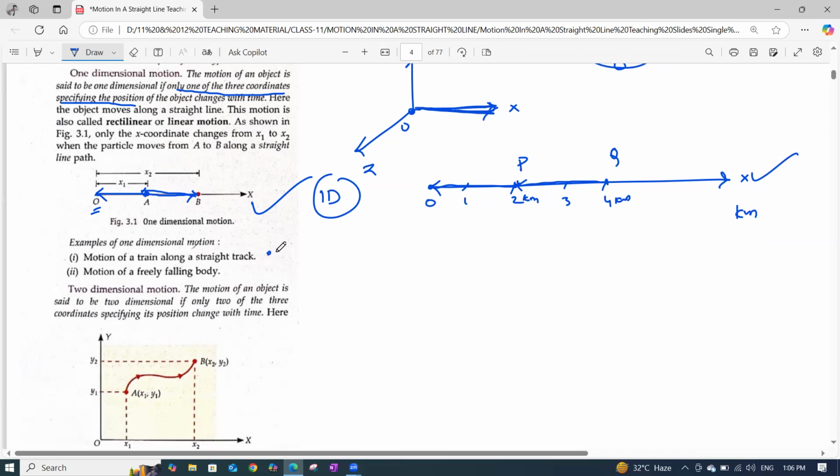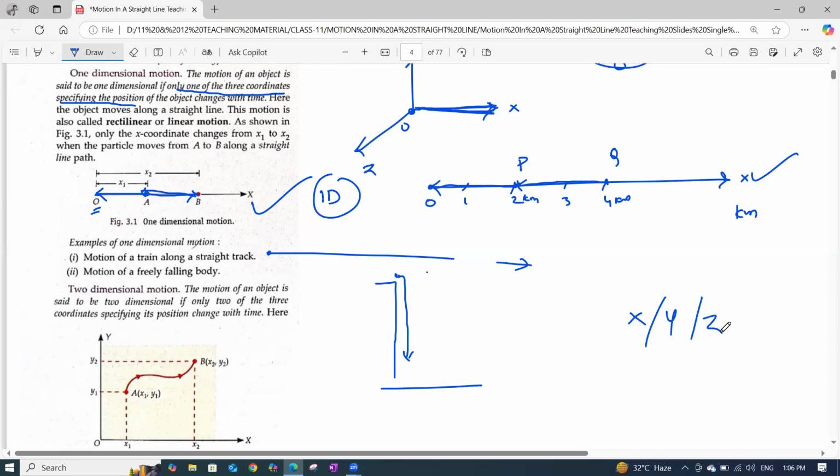Next, examples: motion of a train along a straight track. From the railway station, the train will start and it will be moving forward in only one dimension. Motion of a freely falling body: consider this is ground, and at a certain height from the tower, if you drop a ball, that ball falls down only in one dimension, only one axis. Either you take x-axis, or y-axis, or z-axis, only in one axis motion should be observed.